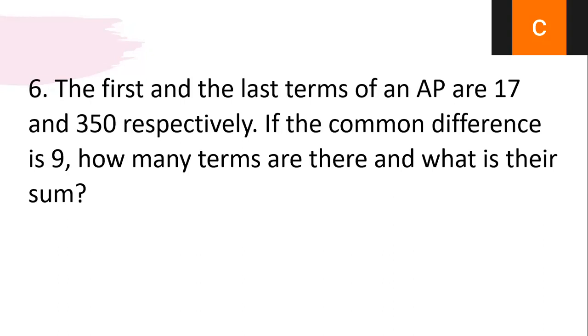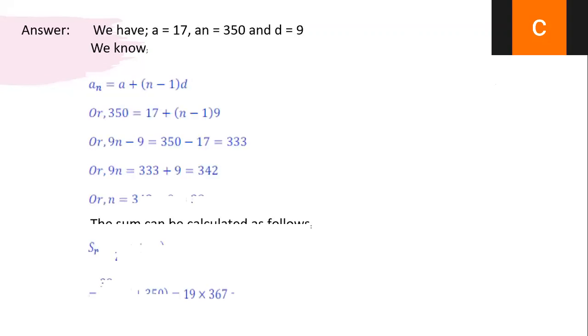Yes, ma'am. Apply the values. An value they gave, A value they gave, and D value they gave. n is equal to 38. Very good, correct. A value they gave 17, an value they gave 350, D value they gave 9. First find out n value. Then if you apply that n value in Sn, you'll get the result, 6973. Have you all got the answer, children? Yes, ma'am.